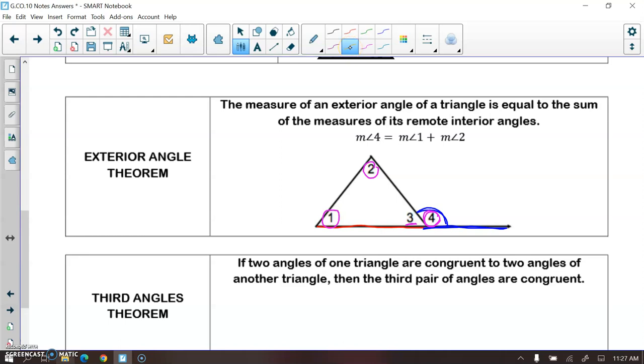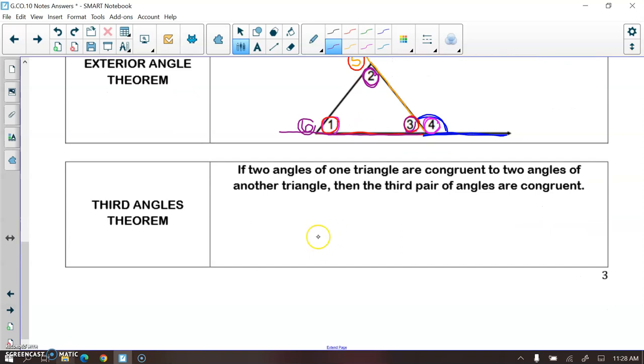Now, if I decided to extend this side out, and let's say I call this angle 5, then the measure of angle 5 would be equal to the measure of angles 1 and 3. Let's say I decided to extend this side out this way to create angle 6. Then the measure of angle 6 would be equal to the measure of angles 2 plus 3. So that's the Exterior Angle Theorem.